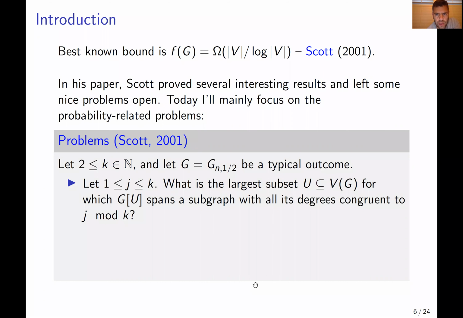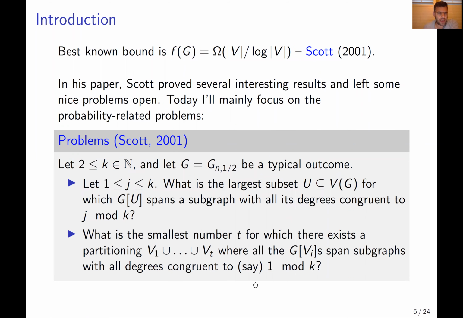So what are the problems that I want to consider? Suppose that you give me some k between 2 and whatever, and let's consider G(n, 1/2) just for convenience. Our results will work the same for G(n, p) if p is not 1/2. Let's take a typical outcome of the random graph and fix some residue j mod k. You can ask what is the largest subset of vertices U for which G[U] spans a subgraph with all its degrees congruent to j mod k.